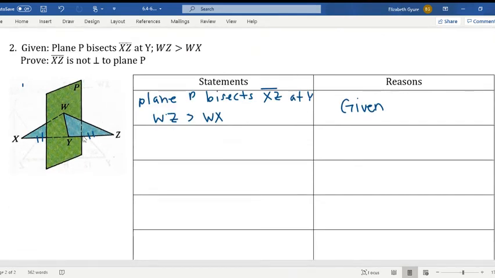Okay. So we have that plane P bisects segment XZ at Y, and that WZ is greater than WX. So Peyton says we're going to need to use the side inequality theorem. We got to get there though, right? I marked that these are congruent, but we don't have that quite yet in our proof. So where should I go next from here? How can I use my definitions? Remember, if you have a vocab word, use it. How can we use our vocab?